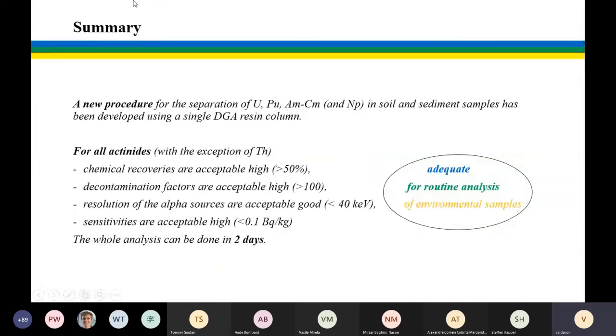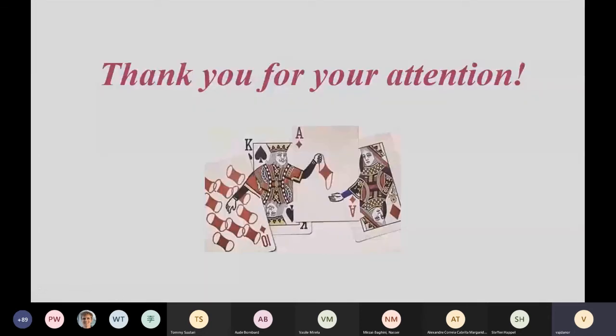So let me just summarize our results briefly. A new procedure for the separation of uranium, plutonium, americium, and neptunium in soil and sediment samples has been developed using a single DGA resin column. For all actinides, the chemical recoveries were acceptably high, decontamination factors were acceptably high, resolution of the alpha sources was acceptably good, sensitivities were acceptably high for the routine analysis of environmental samples, and the whole analysis could be done in 2 days. So thank you very much for your attention.